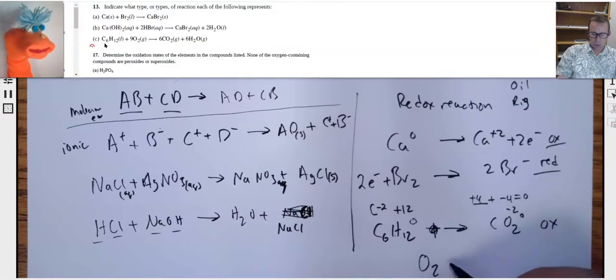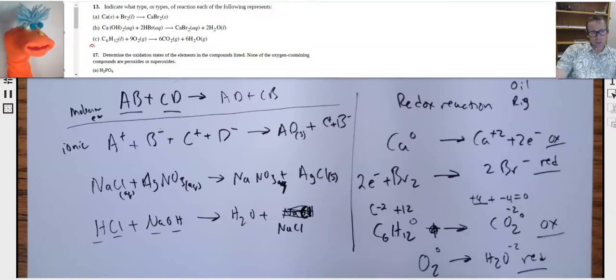If you look at oxygen gas going to water, or even if you were to look at it in the form of carbon dioxide, here it's 0, and here each oxygen is a 2-. So there's a reduction there. So we can look at the oxidation numbers and see whether electrons are gained or lost.